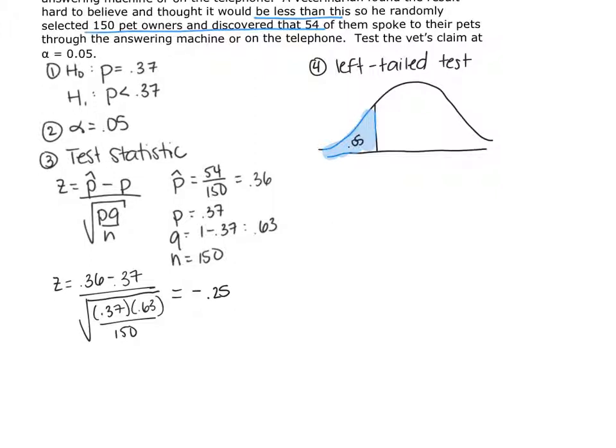Because this is a left-tailed test, I also know that the sign of my critical value is going to be negative. Using inverse norm, I find that the critical value is negative 1.645.